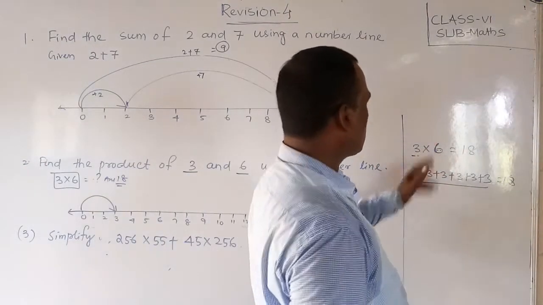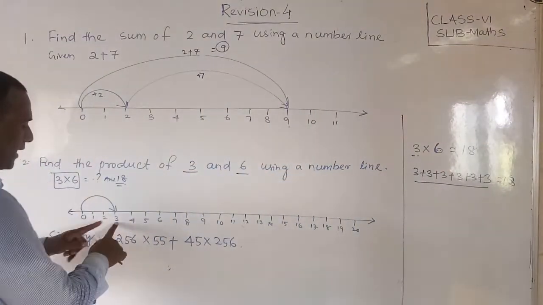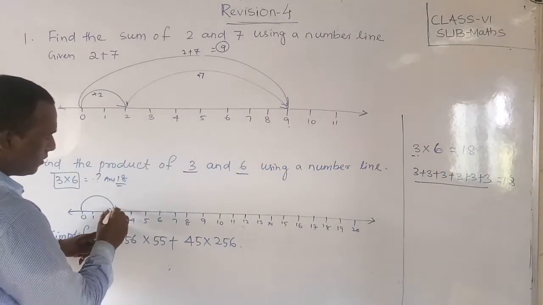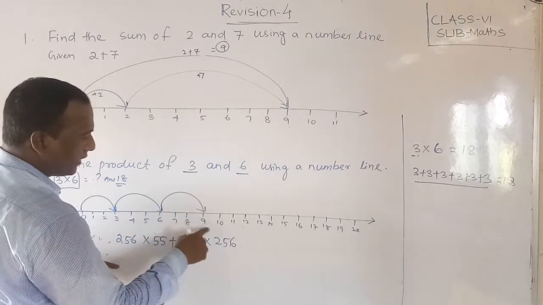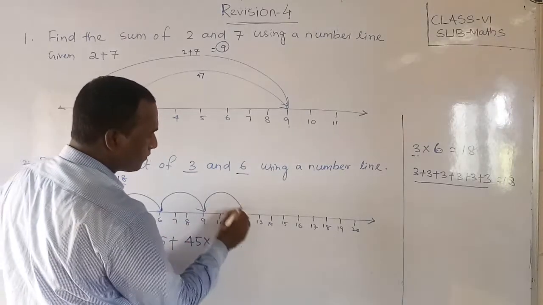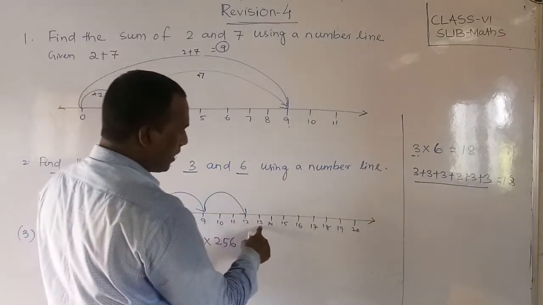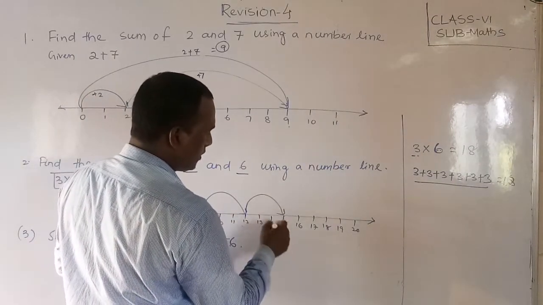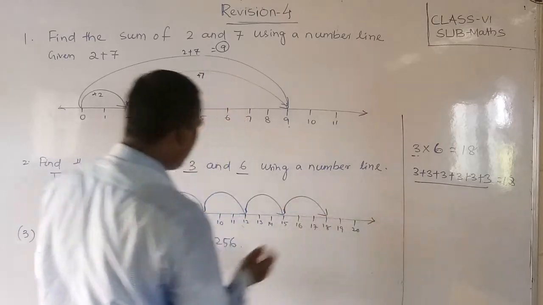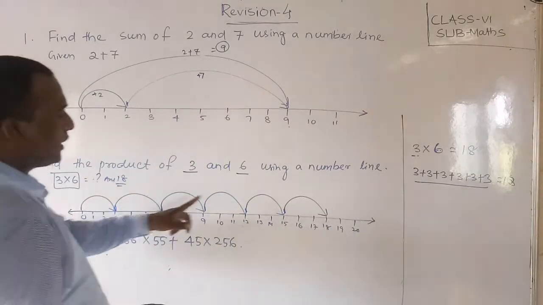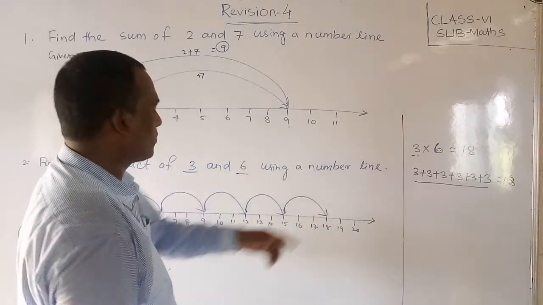6 times. So this is 3. Again 3. 1, 2, 3. Again 3. Now count how many times you have done. 1, 2, 3, 4, 5, 6. 6 times you have done.